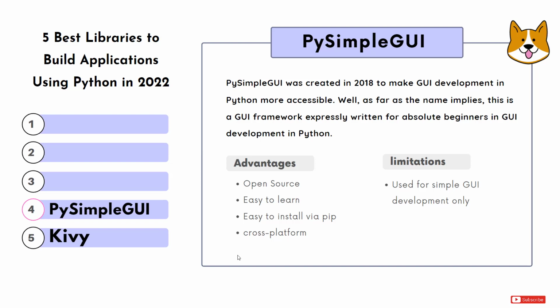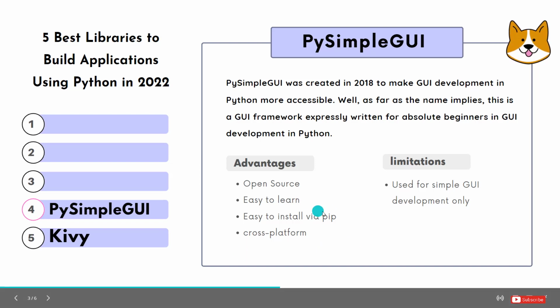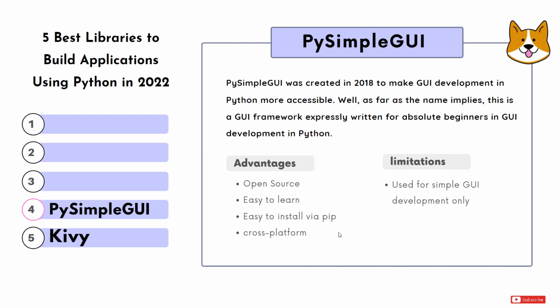And here we have some advantages. It is open source, it is easy to learn, and it is also easy to install. You just have to use the pip install PySimpleGUI command, and yeah, you can install it that way. You can run this library on any operating system, but it is actually used for simple GUI development only. You can build big GUI applications using PySimpleGUI, but it will become a bit complex as time goes on. So mostly developers prefer PySimpleGUI to develop smaller applications, smaller interfaces.